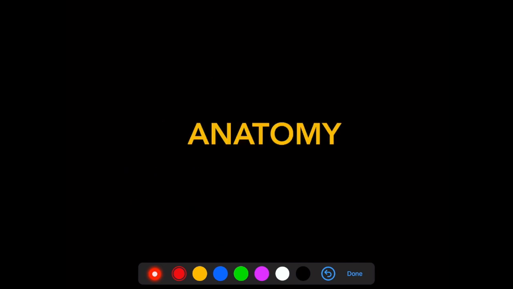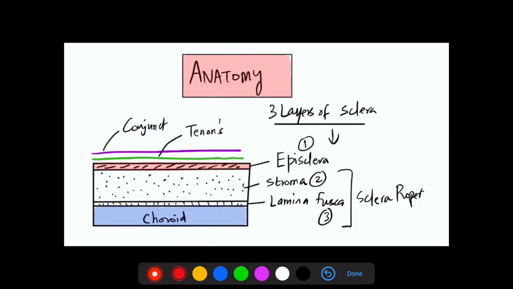Let us jump-start into the anatomy part of it. See, first and foremost, there are three layers of sclera. You have the episclera, you have the stroma, you have the lamina fusca, and then you have the choroid underlying the sclera. So this is the picture. This is the outer part, this is the inner part. Now the stroma and lamina fusca are together called the sclera proper. So ideally speaking, the episclera is a separate tissue. It's a highly vascularized tissue, and overlying the episclera is going to be your Tenon's, and overlying the Tenon's is going to be your conjunctiva.